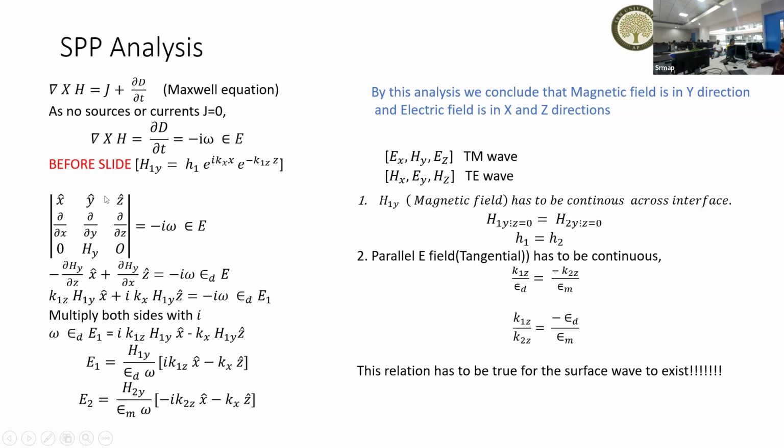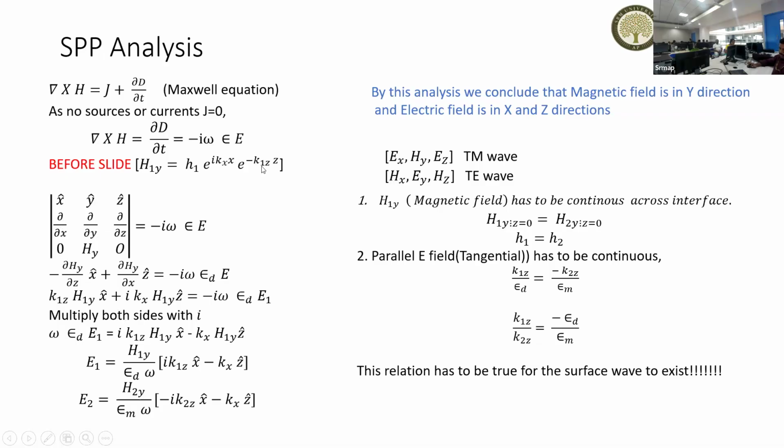And if you take the curl on both sides, del cross H, it will be represented like this: x y z, dou by dou x, dou by dou y, dou by dou z, 0. We are taking the magnetic field Hy and 0, which is equal to, on the right-hand side, minus i omega epsilon into E. Finally, if you take the cross product, you will get minus i omega epsilon into E. And here, dou Hy by dou z means you have to apply the derivative to this function.